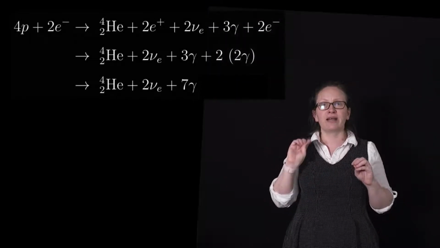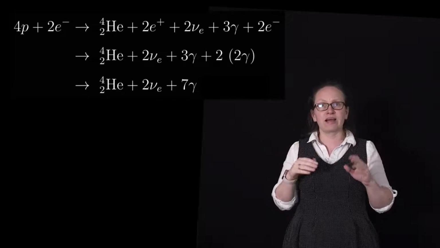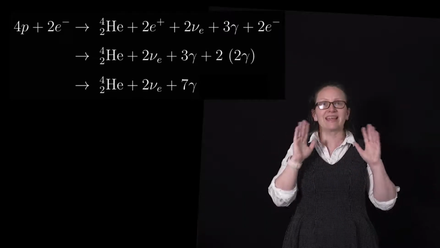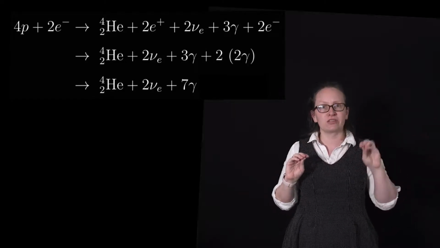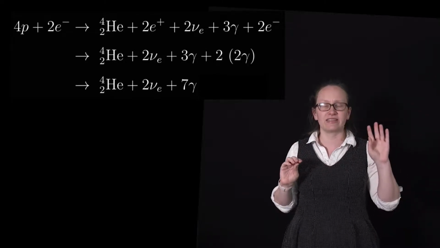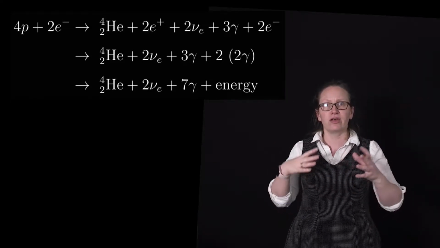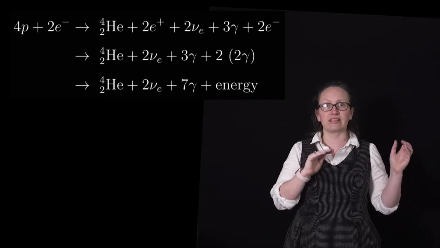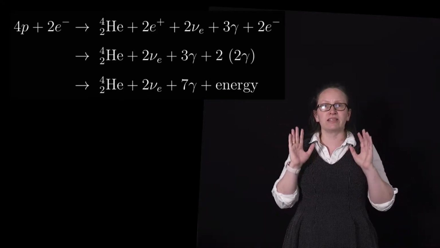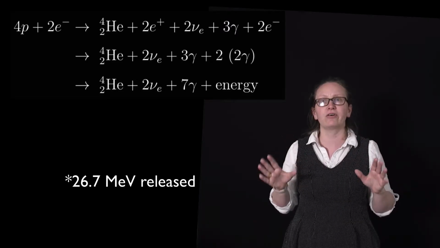So the overall equation for this cycle, cancelling out everything that appears on both the left and the right, and remembering our annihilation of the positrons with the electrons, is that we have 4 protons combining with 2 electrons, and we end up with one helium atom, helium-4, as well as 2 electron neutrinos and 7 gamma rays. We also have a lot of energy released due to the mass difference in E = mc². So in this process, we're releasing 24.7 mega electron volts of energy.